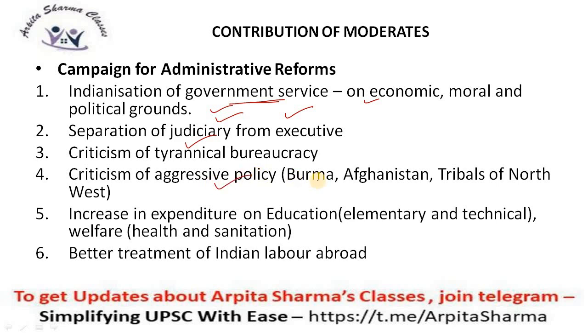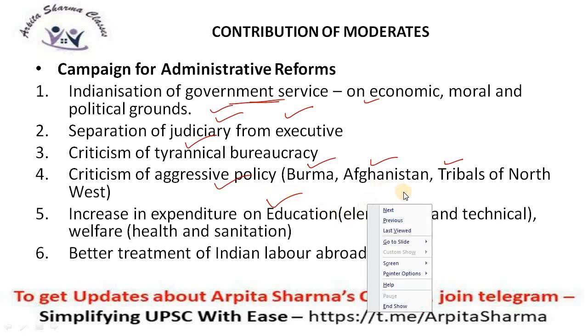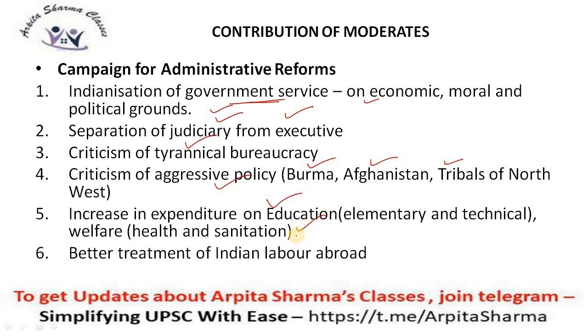Also, the aggressive policy towards the international borders, that is against Burma, Afghanistan, tribals of Northwest, was not liked by the people of India, or by the members of INC. So they criticized this aggressive policy of the British government towards our neighbors. They also wanted an increase in expenditure on education, because a country can grow if the people are well educated. That was their demand. And what kind of education? Elementary and technical education. And also expenditure should be increased on health and sanitation of the people of India.